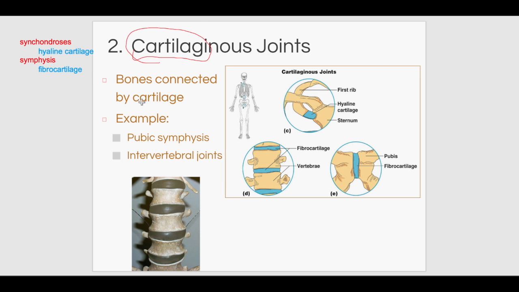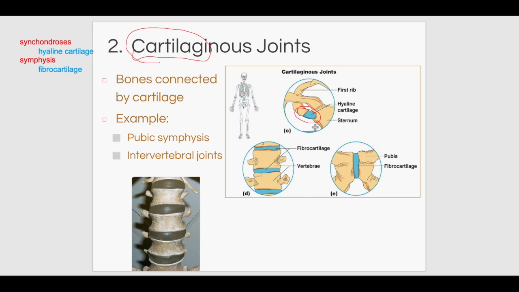The next structural classification of joints is cartilaginous joints, and as the name implies, it is made of cartilage. So there are two types of cartilaginous joints, the first one being synchondrosis, which is composed of hyaline cartilage. We can find these within the costal cartilage of the first rib only. So it is going to permit a tiny bit of movement, but not a whole lot here.